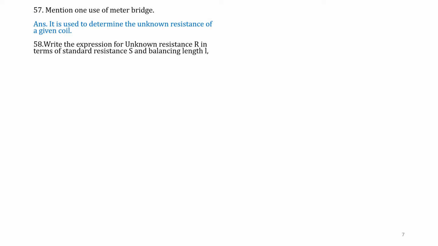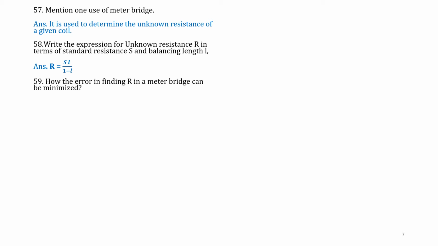Question number 58. Write the expression for unknown resistance R in terms of a standard resistance S and balancing length L in case of a meter bridge. Therefore, the answer is: unknown resistance R is given by R is equal to S, where S is the standard resistance, into L divided by 1 minus L, where L is the balancing length.